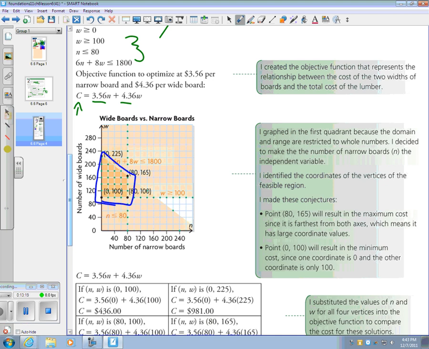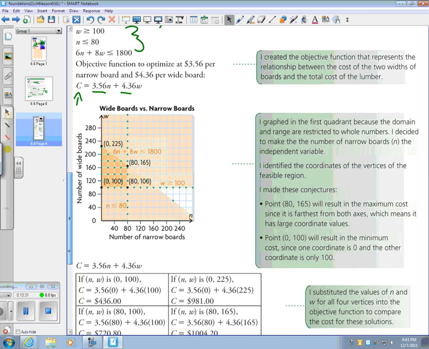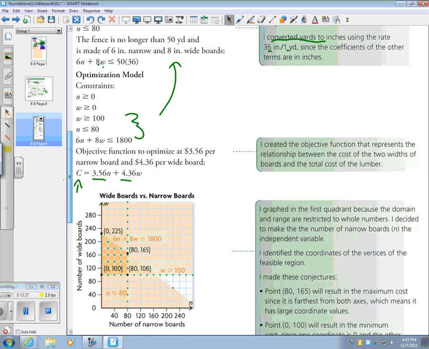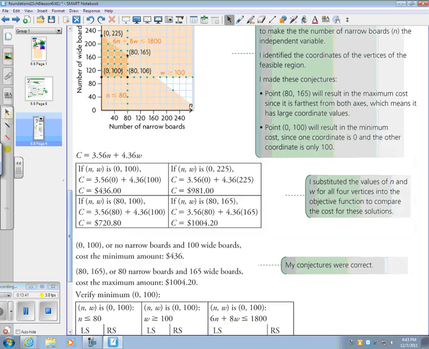From that feasible region, they got their 4 coordinates of their boundaries or their vertices. Now they're going to sub each of these into the objective function. I always want to say optimal. So first of all, they took this vertex right here, the 0 and 100, plugged it in, and they found out it cost them $436. Next, they plugged in 0 and 225. They found it was 981.